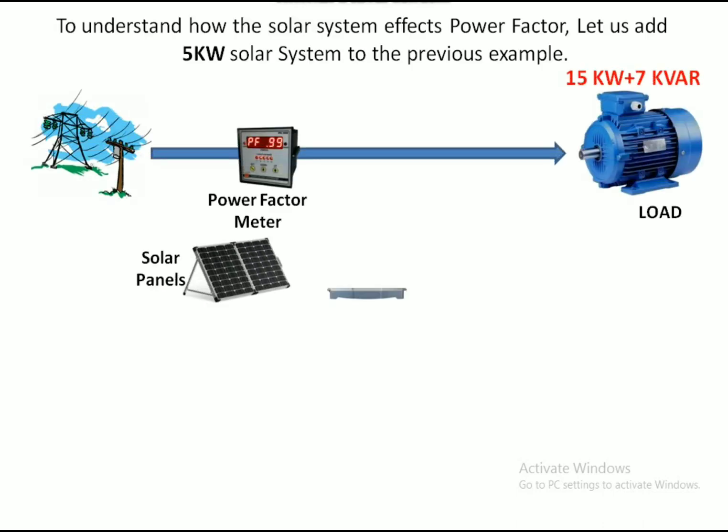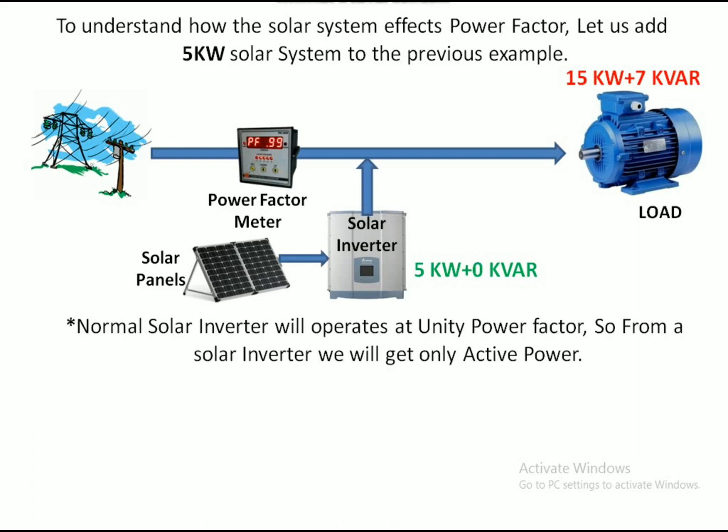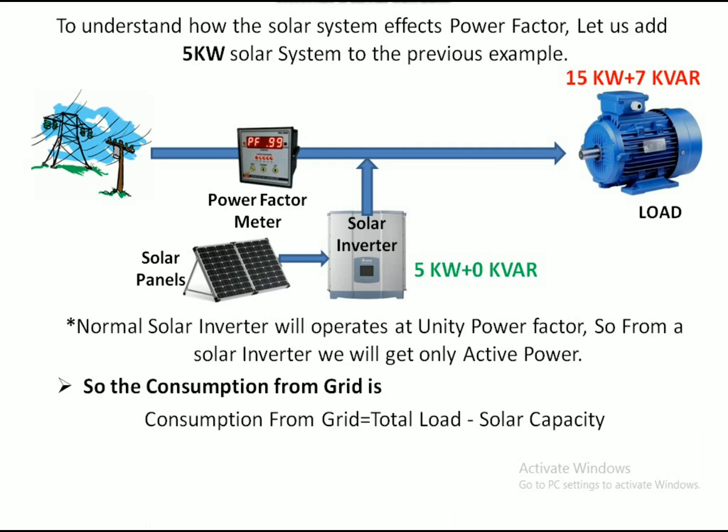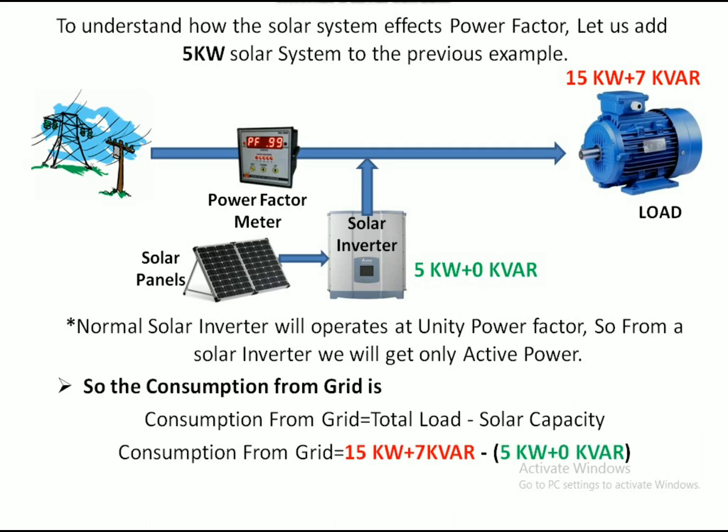To understand how the solar system affects power factor, let us add a 5 kW solar system to the previous example. As the solar inverter generates power from solar, it acts as one of the power sources for the load. A normal solar inverter will operate at unity power factor, so from the inverter we will get only active power. So consumption from the grid will be equal to total load minus solar generation from the inverter. Consumption from the grid is equal to 15 kW plus 7 kVAr minus 5 kW plus 0 kVAr. Consumption from the grid is equal to 10 kW plus 7 kVAr.